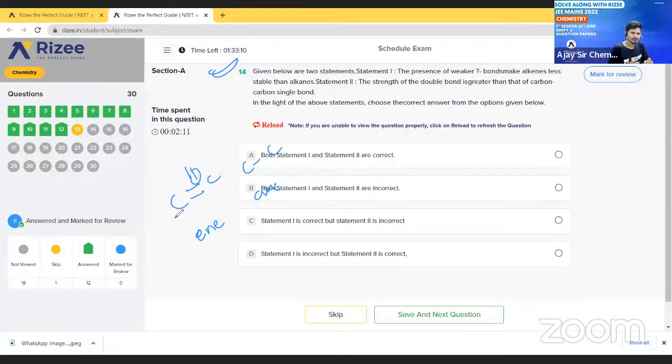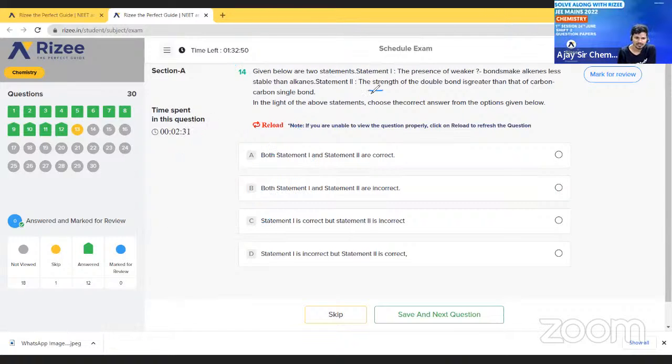the stability. Yes, we can say stability. It is decreasing the stability of these alkenes. Okay, this is obviously the correct answer. So it is a correct statement. They are telling this individually.